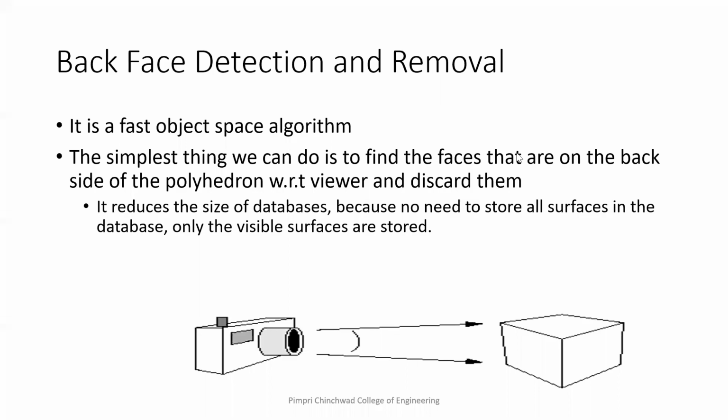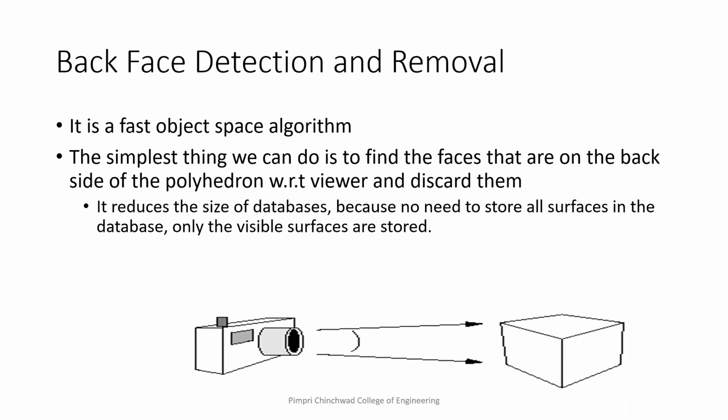Hello students, the first algorithm which we will be studying in hidden surface removal is the backface detection and removal algorithm. It is a well-known and fast object space algorithm. The simplest thing which we can do is to find out the faces that are on the back side of the polyhedron with respect to the viewer and discard those faces. We will only plot those faces which are facing the camera, which are facing towards the center of projection.